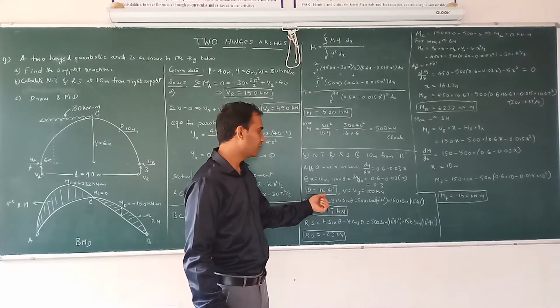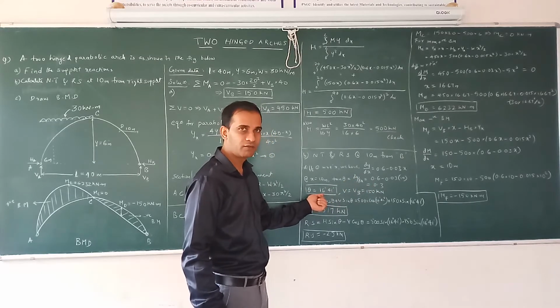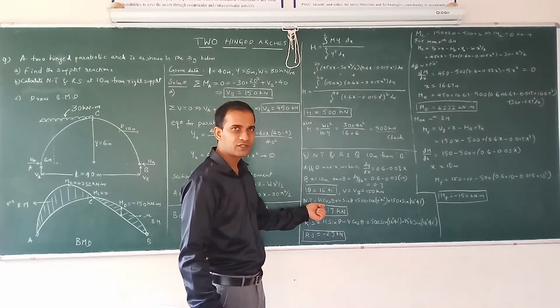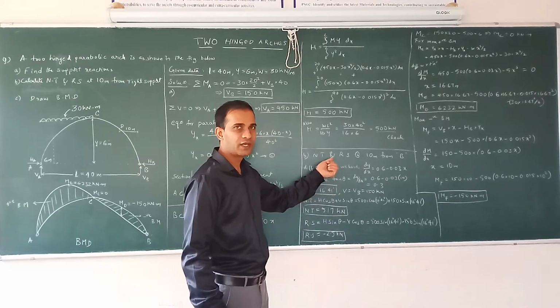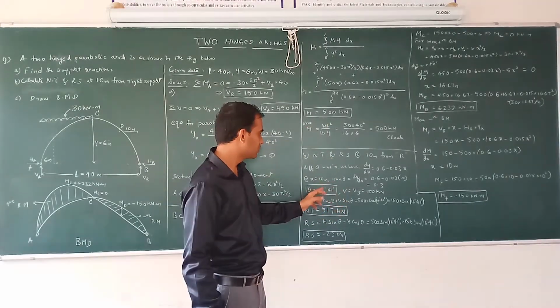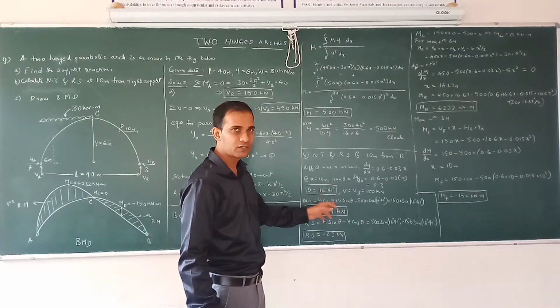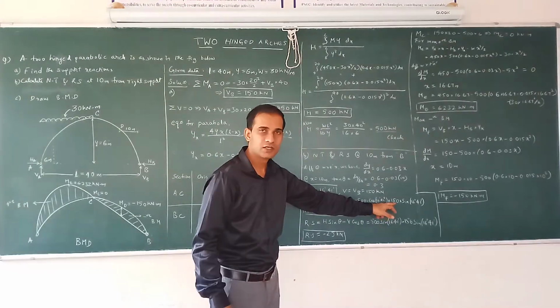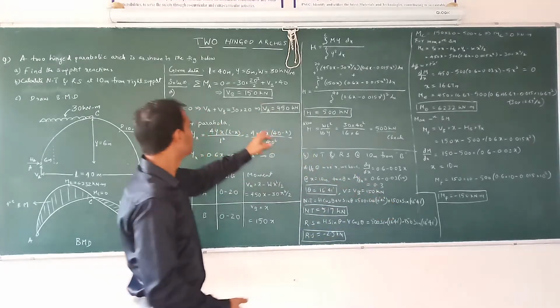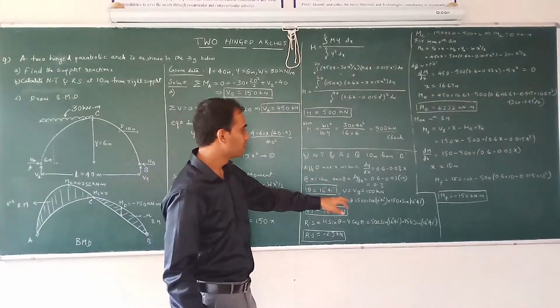For normal thrust, we have the equation: normal thrust is equal to H cos theta plus V sin theta. Substitute H, which is 500, and theta is 16 degrees 41 minutes, and V is VB, which is 150. So substitute 150 sin theta. You get normal thrust as 517 kilonewton.